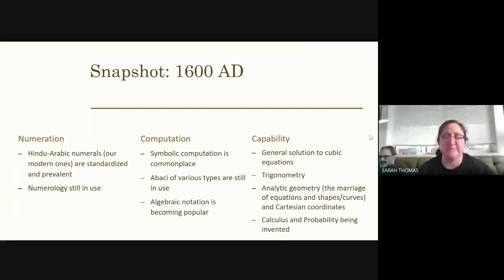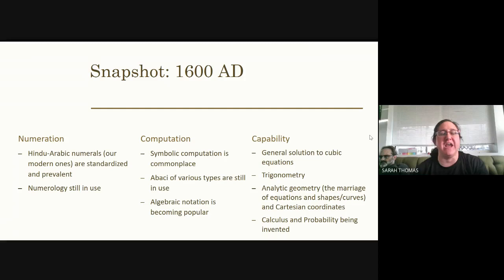As far as computation, symbolic computation, which is the kind that you learned how to do in school, is now commonplace. So for example, people could be taught to do 2 times 3 by using digit 2 and the digit 3. Before, they weren't able to do that because they didn't have that symbolic computation that we have now.